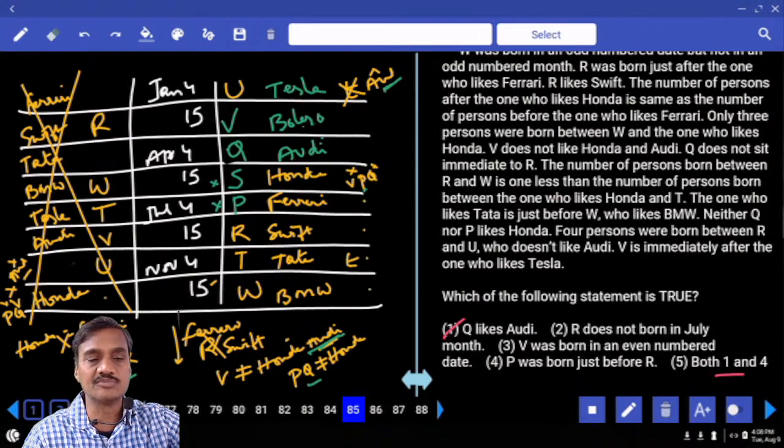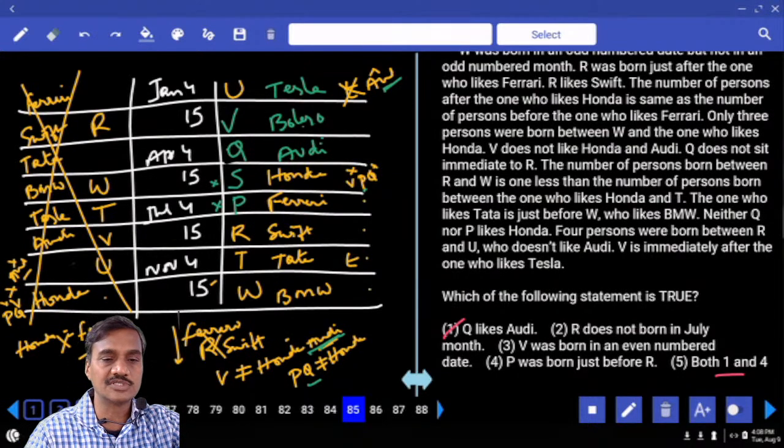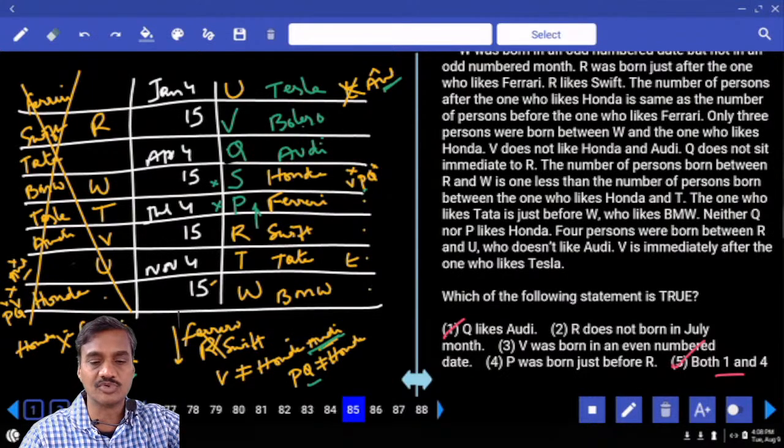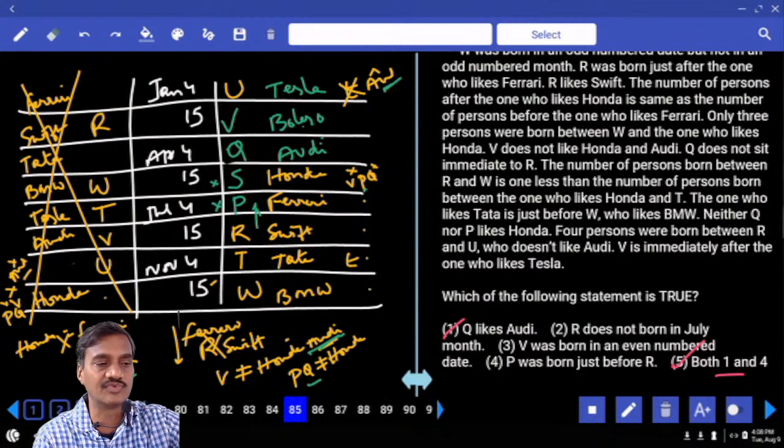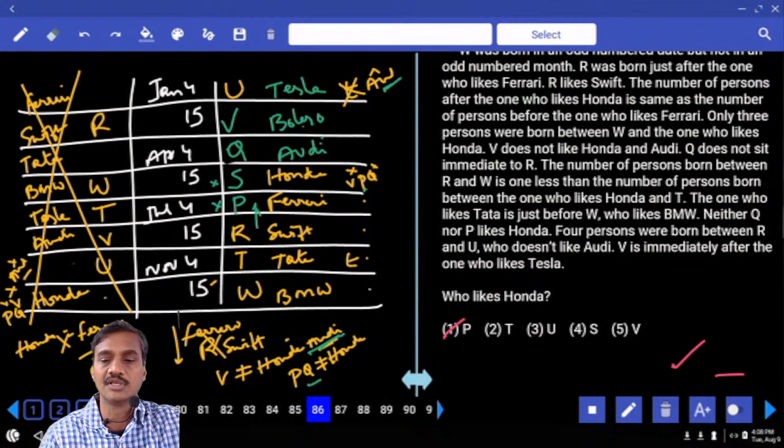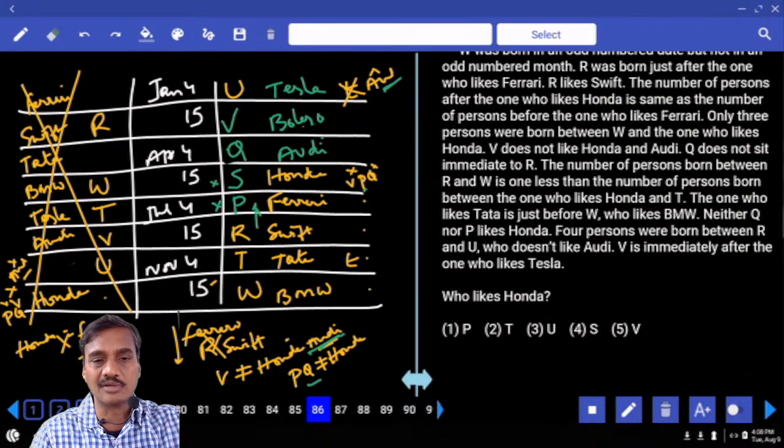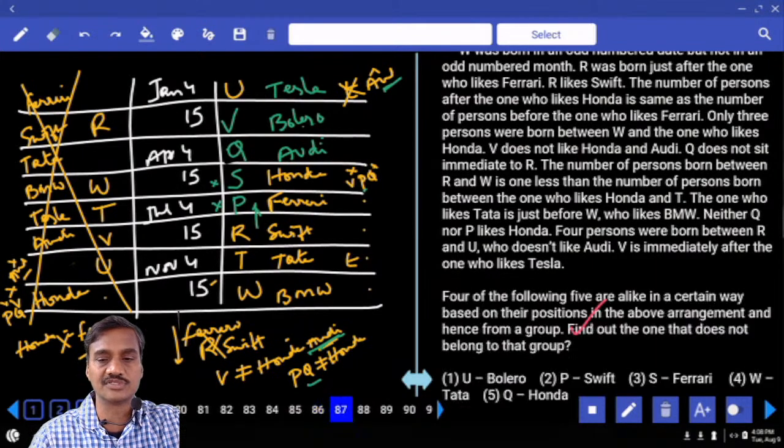P was born just before R. P born just before R. True or not? Yes, it is definitely. Hence, what is your answer? Both 1 and 4. Choice 4 for question number 85. Then 86. Who likes Honda? Now tell me the one who likes Honda. Yes, that is choice 4 for 86.